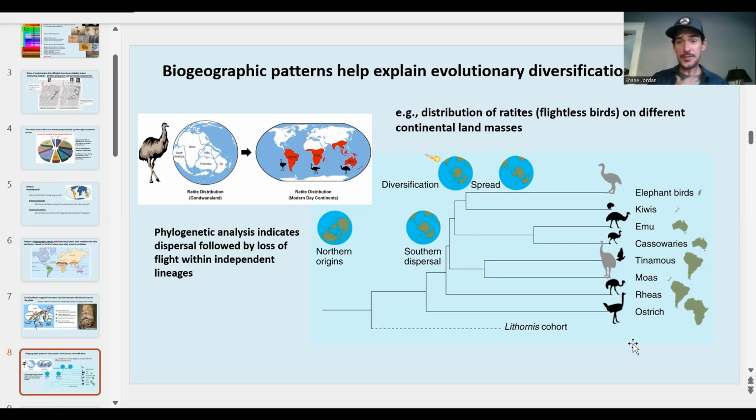So anyway, this is just an example of how we can study both historical and present patterns in the biogeography of species and understand how evolutionary diversification may have unfolded.